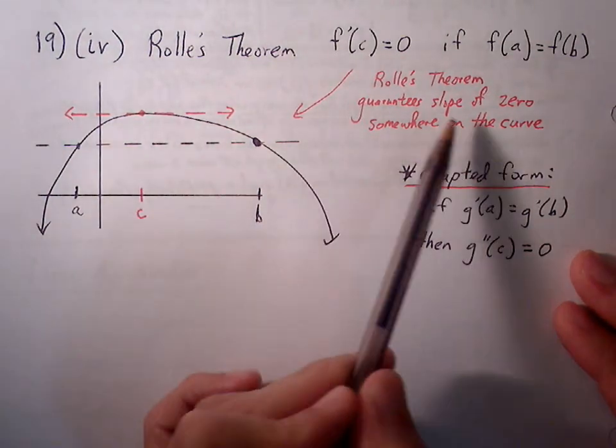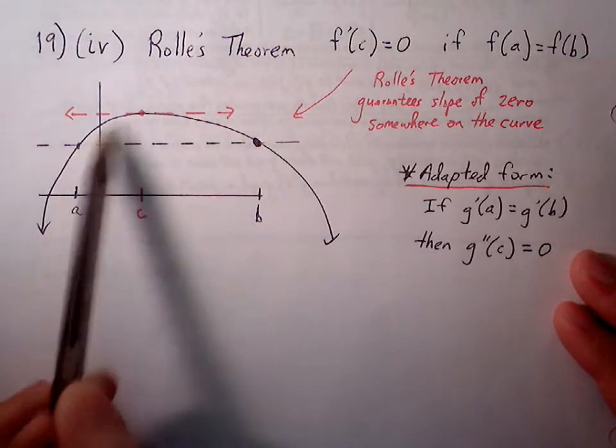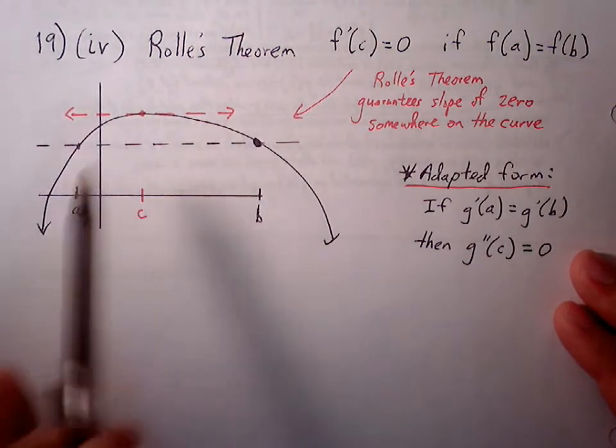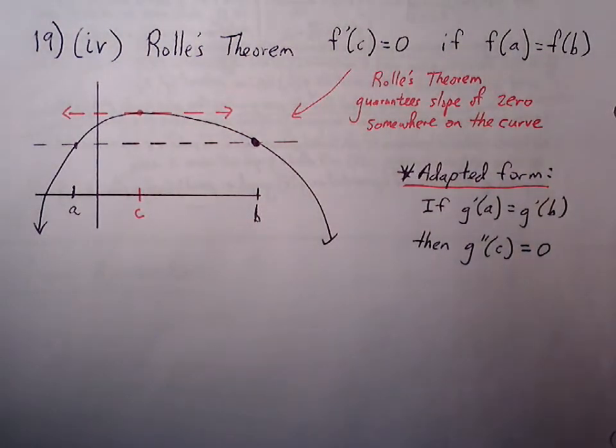So Rolle's theorem guarantees a slope of 0 somewhere on the curve as long as, first off, the graph is continuous and differentiable, as well as the endpoints being the same y value.